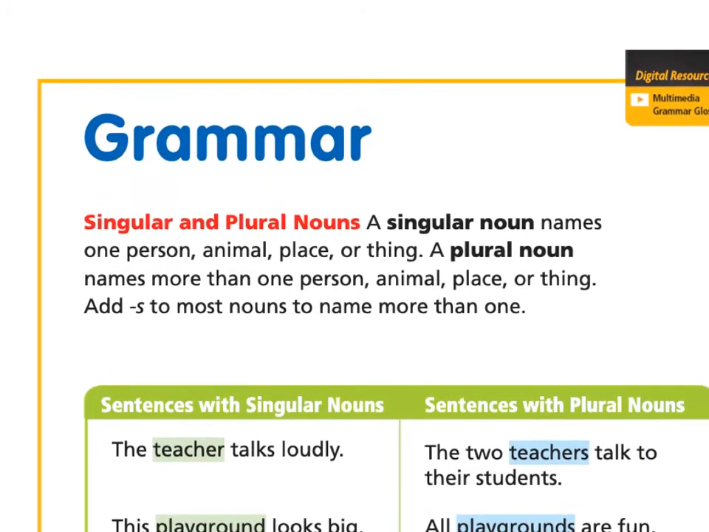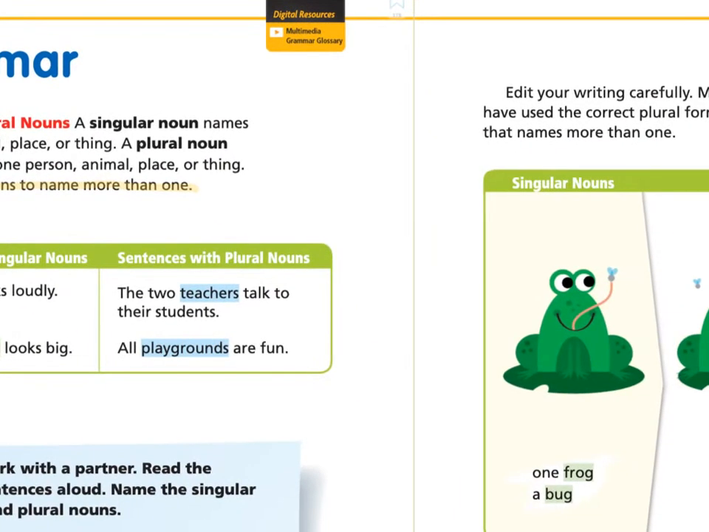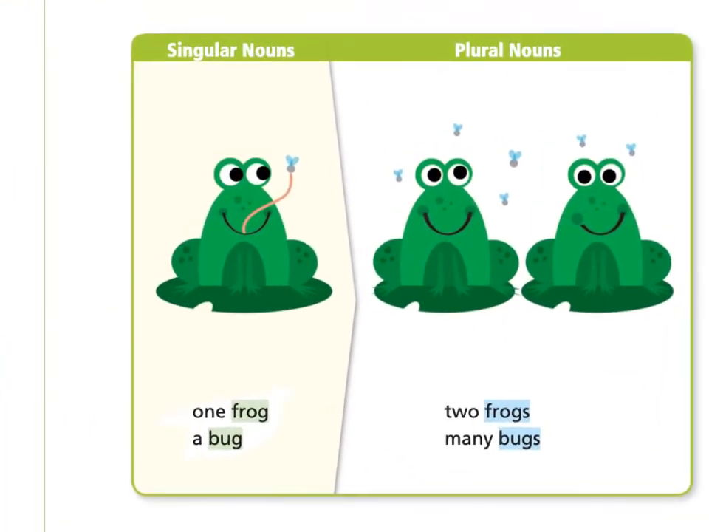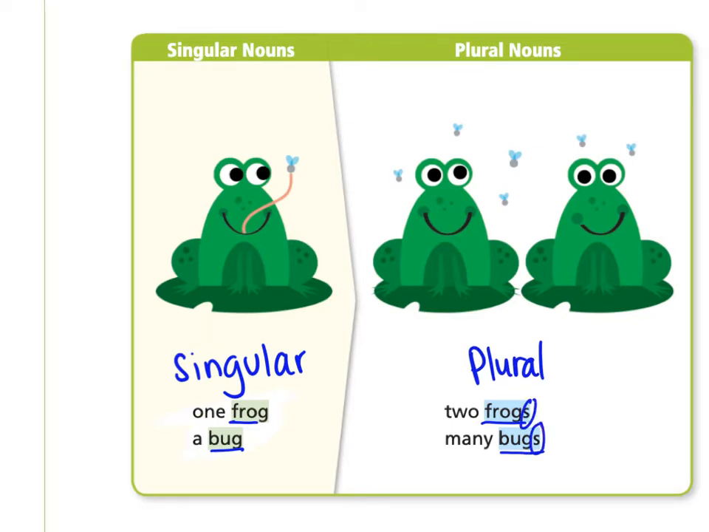We read this. A singular noun names one person, animal, place, or thing. A plural noun names more than one person, animal, place, or thing. And we add S to most nouns to name more than one. So, for example, we have over here singular, frog, and bug. Plural, frogs, bugs. We just added an S to the end of these words to make it plural.